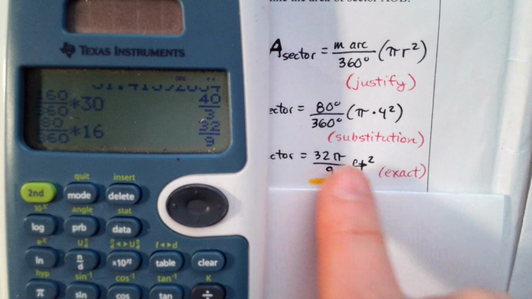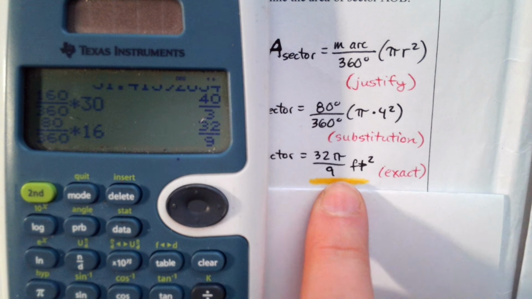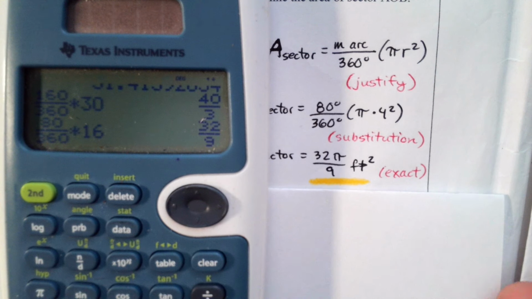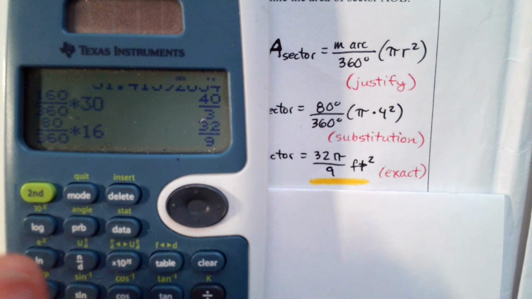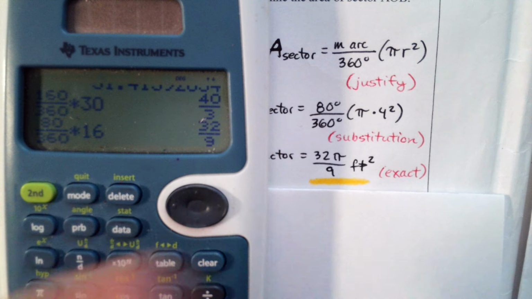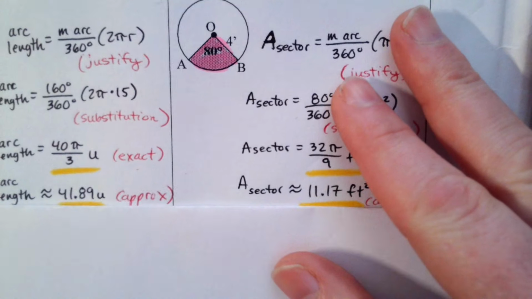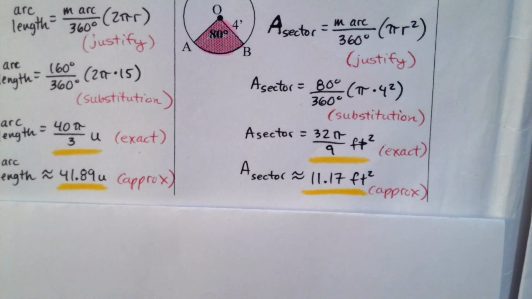There's 32 over 9, but I'm ignoring the pi. Okay, because if I put pi in the calculator, it won't simplify it and go back to a fraction. And then finally, our last answer, our approximate answer, is 11.17 square feet. So in all 4 of these problems, make sure you show me 4 steps. The formula, the substitute step, give me an exact answer, and then approximate answer, and making sure that you label your units.